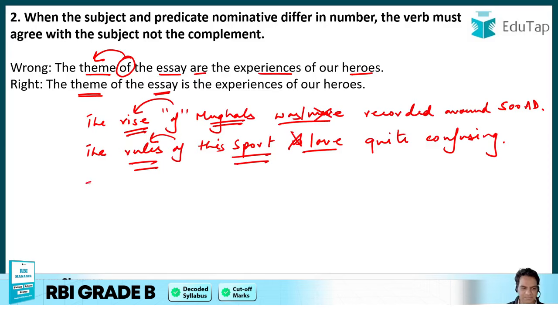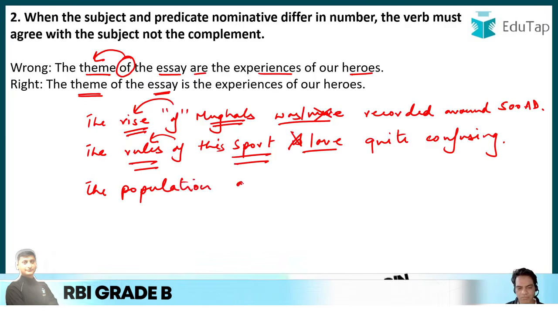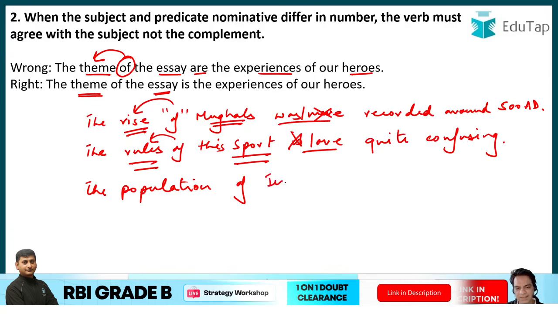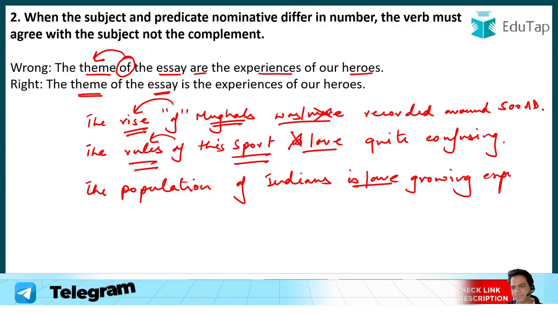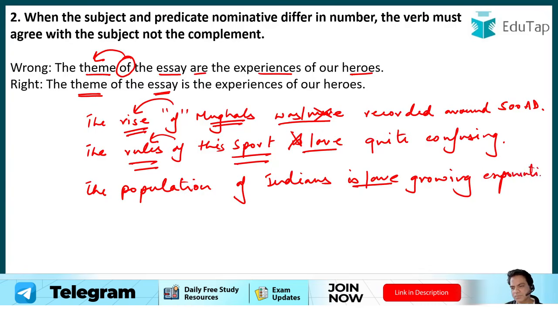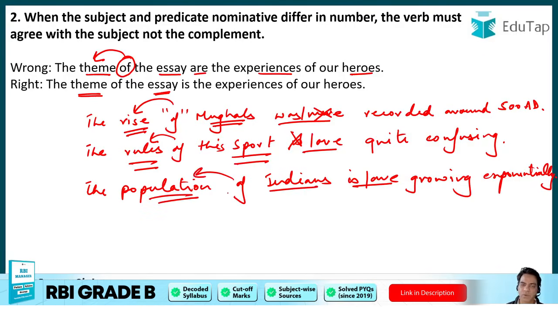For example, guys, the population of Indians is growing, or are growing, exponentially. Now the subject here is Indians or population? You see the word of, subject is population. Population being a singular noun will take a singular verb.